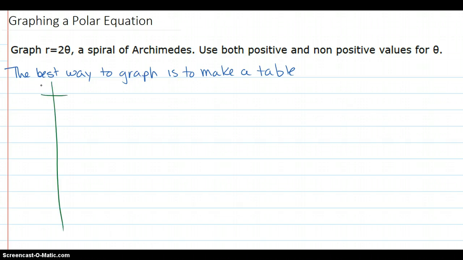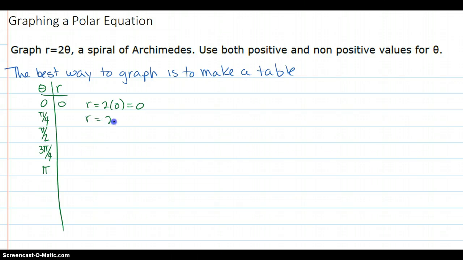When I make a table, I'm going to put theta as my input and r as my output. So I can choose different values. I'm going to go every pi over 4 for theta. I'll stop at pi for now. So when I plug in a 0, what do I get? 2 times 0, which we know is 0.